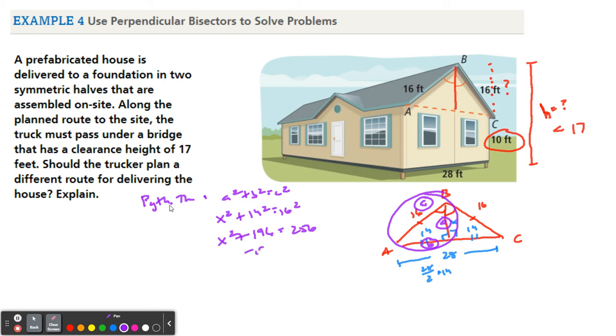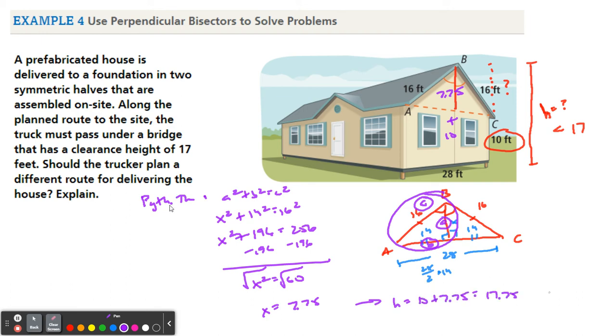We're going to subtract 196 on both sides. X squared equals, and that's 60. And then we'll take the square root. When you take the square root, Desmos gives you 7.75. That's probably rounded to 2 decimals. So now I know this height. This height is 7.75. This height was 10, so let's add those together to find h. So h is 10 plus 7.75.